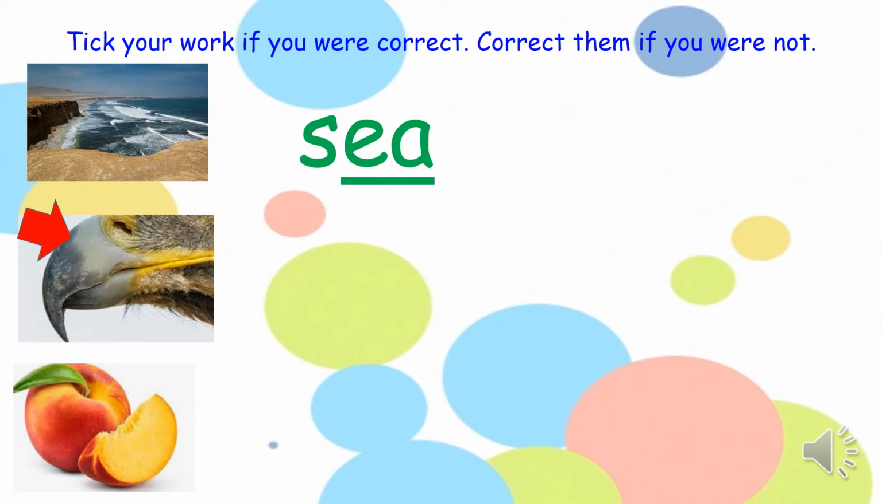Your second word, beak. How many sounds do we have in the word beak? Amazing, we have three sounds. My turn, beak. Now let's pinch our sounds. B, E, K, beak.